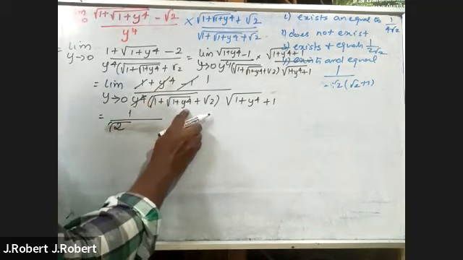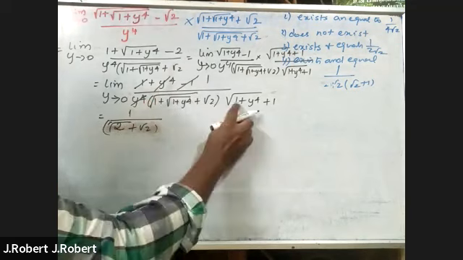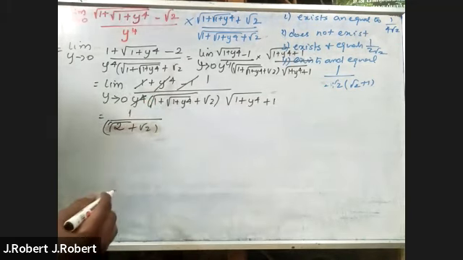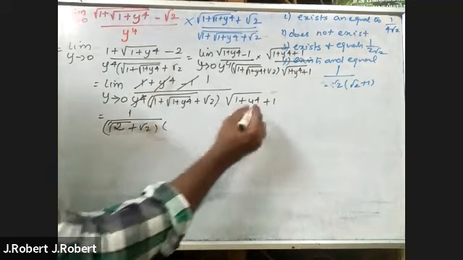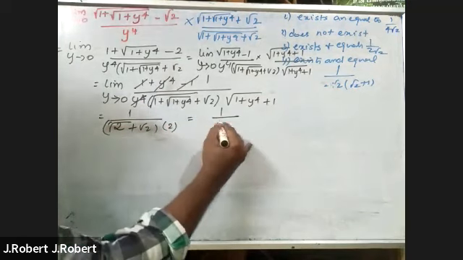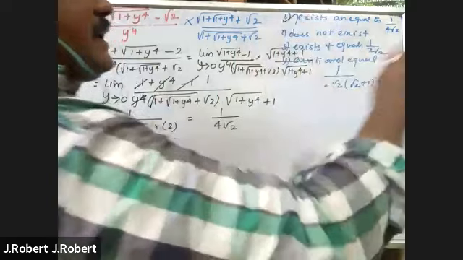Root 2 plus root 2. Here, putting 1 plus 0 gives 1. 1 plus 1 becomes 2. On multiplying, 1 divided by 2 root 2 into 2 gives 4 root 2. Therefore, the answer is option 1: exists and equals 1 by 4 root 2.